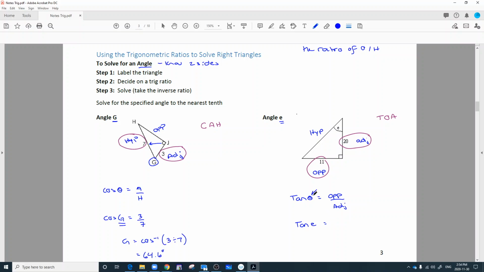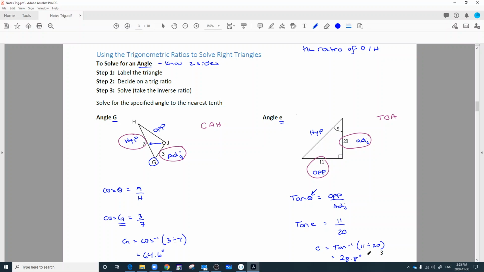So theta is like a generic symbol for angle. E is specific to this example. So the tan of angle E is equal to the ratio of the opposite side, which is 11, to the adjacent side, which is 20. And again, to solve for angle E, I'm going to type into my calculator inverse tan of 11 divided by 20. If you plug that into your calculator, inverse tan of bracket 11 divided by 20 unbracket, I get to the nearest tenth, 28.8 degrees. So that is how to solve for an unknown angle given two sides.